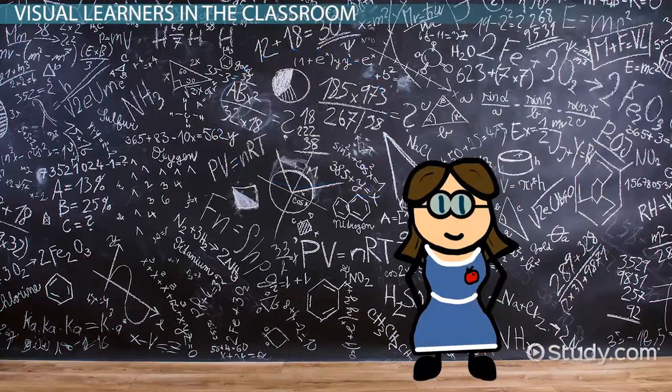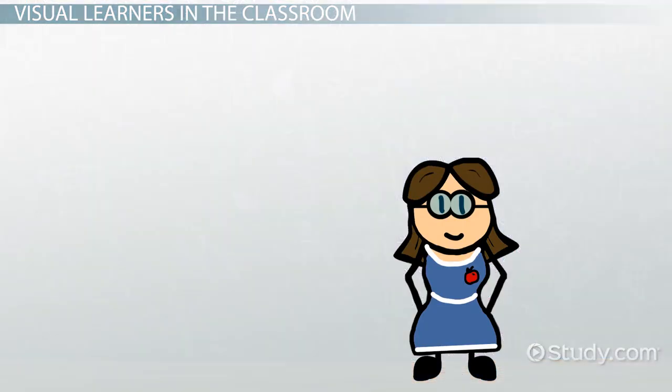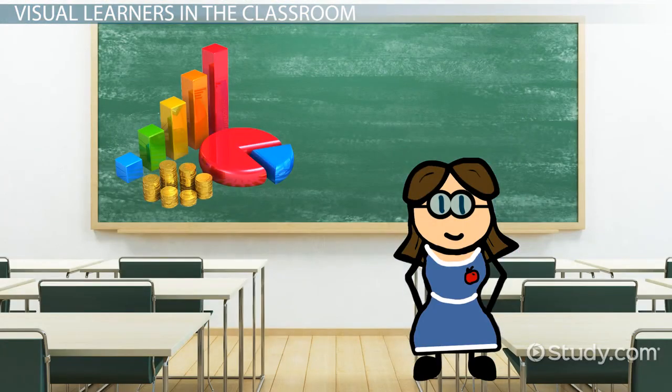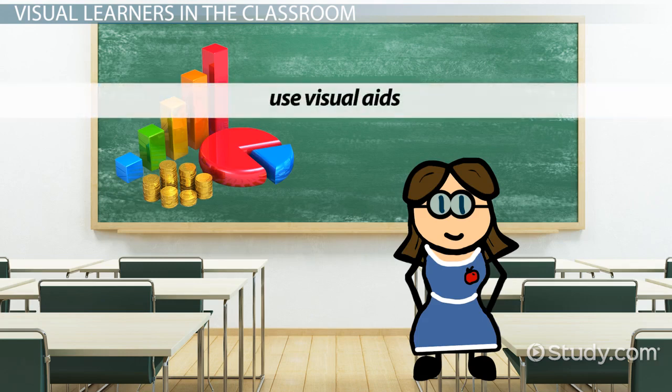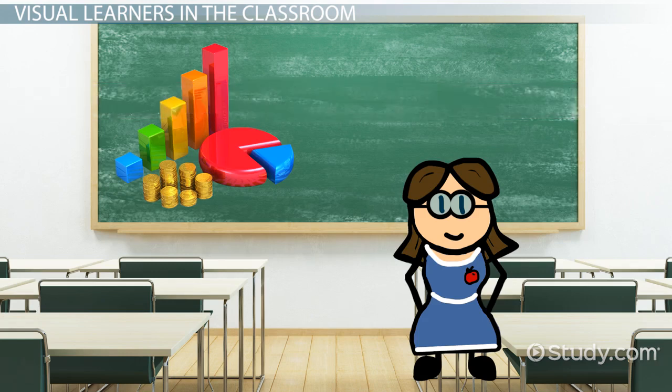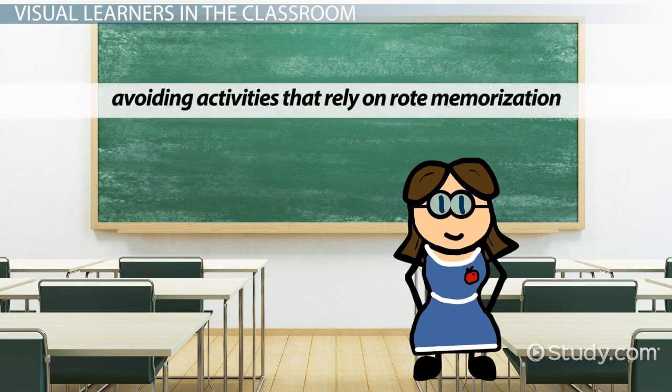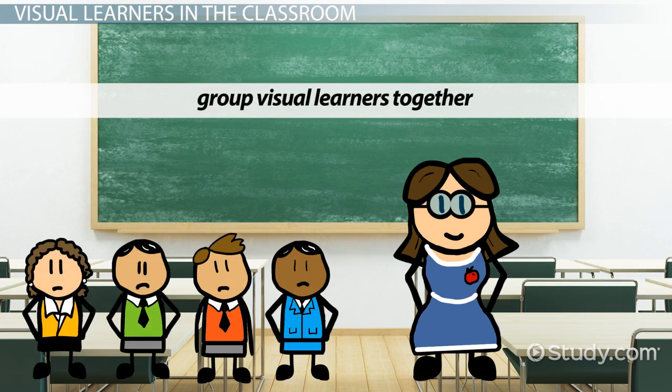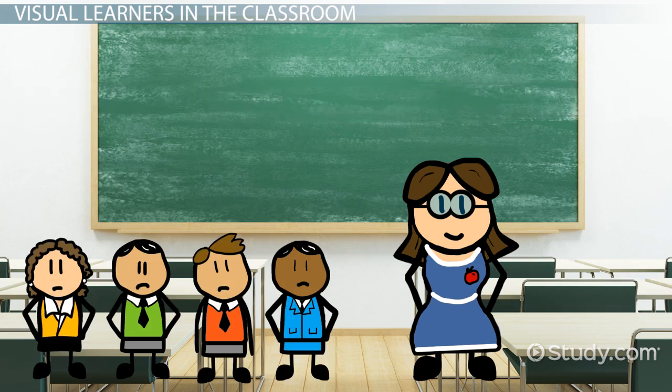Teachers can also help visual learners to better follow what is happening in the classroom by adding visual learning strategies to classroom activities. To better assist visual learners, teachers can do a number of things, such as using visual aids like pictures, charts, diagrams, or maps during a lecture. Avoiding activities that rely on rote memorization. Group visual learners together for collaborative learning activities.